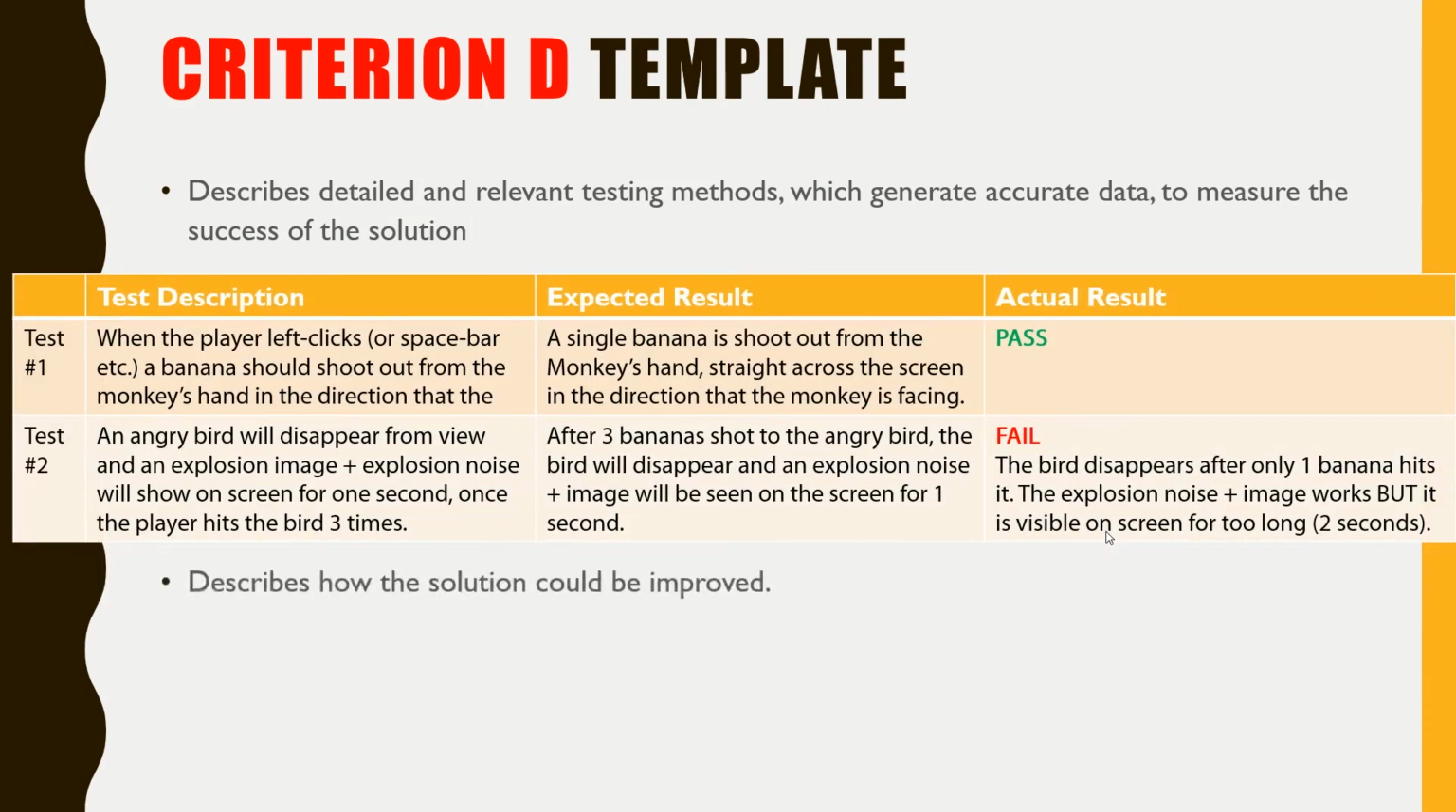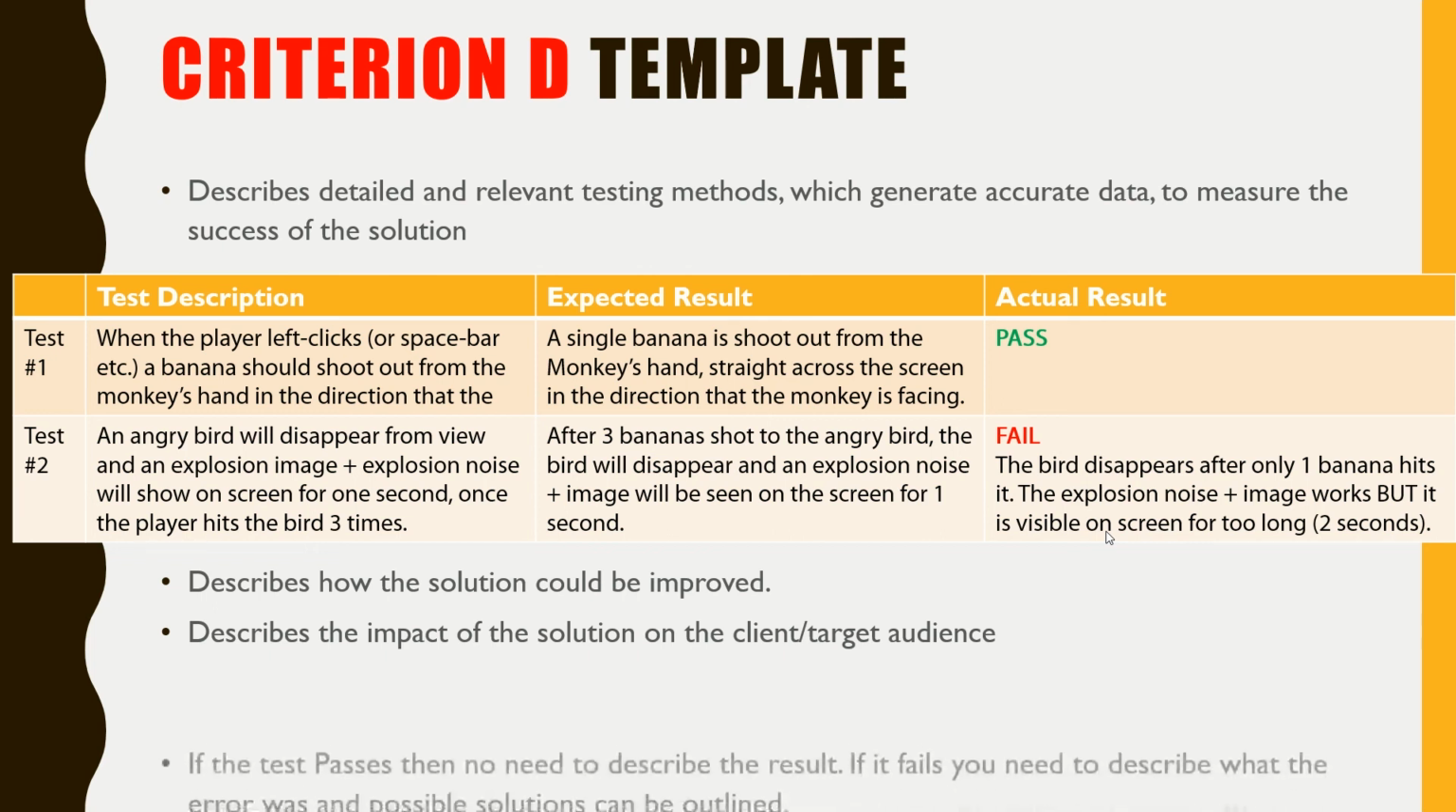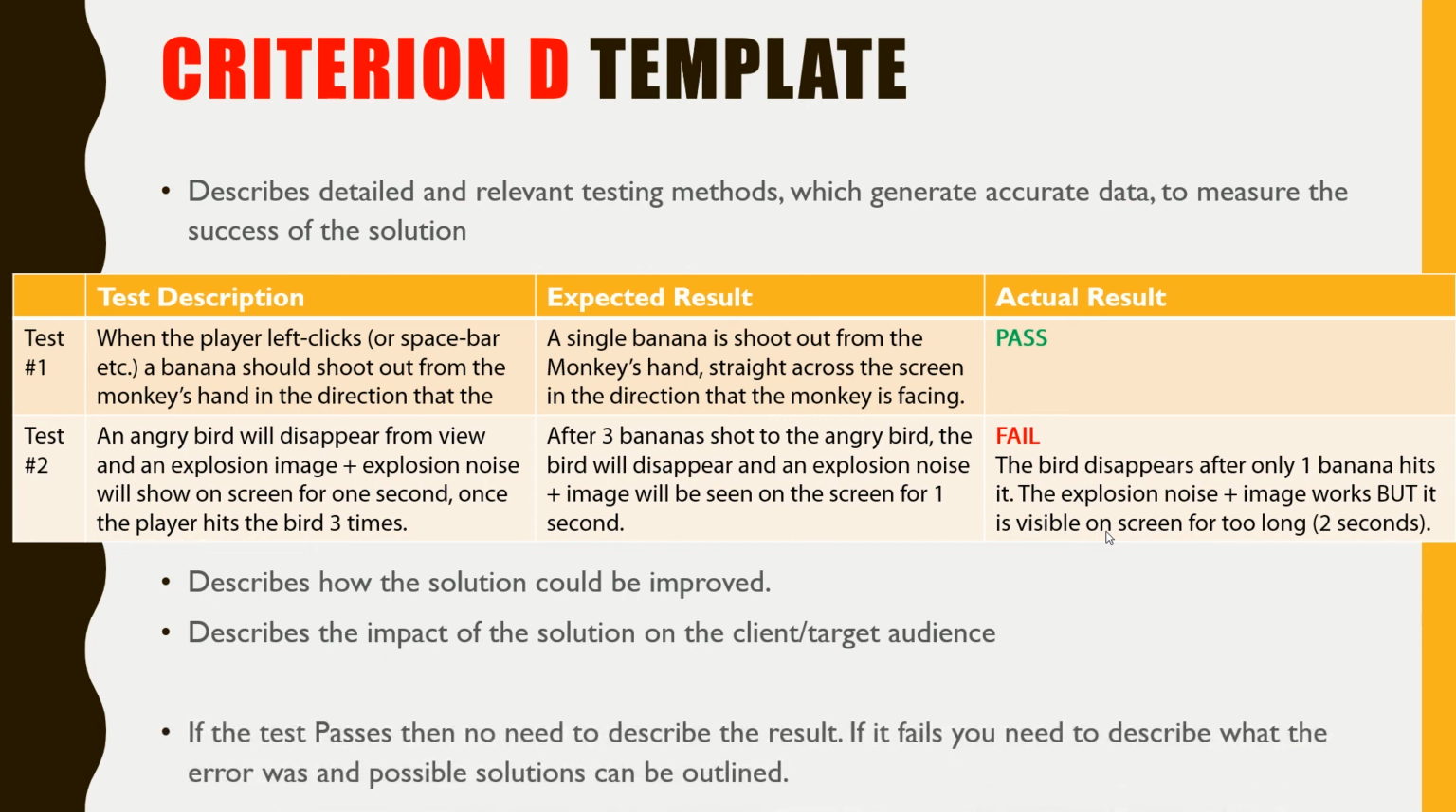Describe how the solution could be improved, and then describe the impact of the solution on the client and the target audience inside of that letter to your direct boss. Okay. If the test passes, there's no need to write the result, just say pass. If it fails, you need to describe what the error was and the possible solutions as outlined.